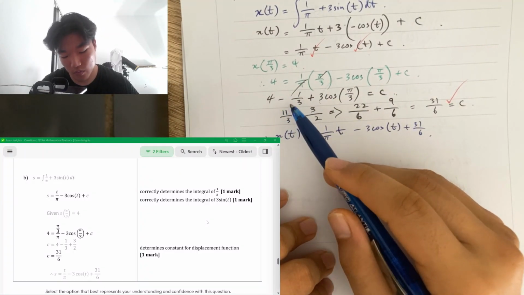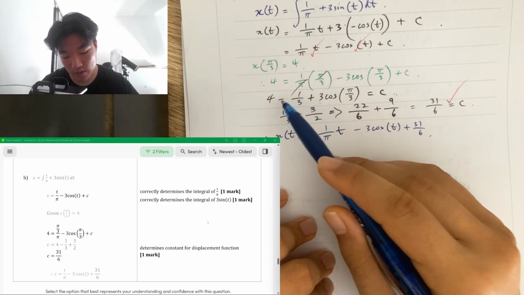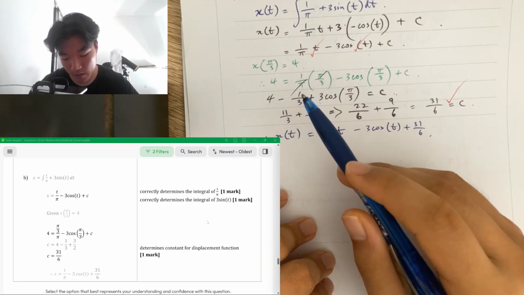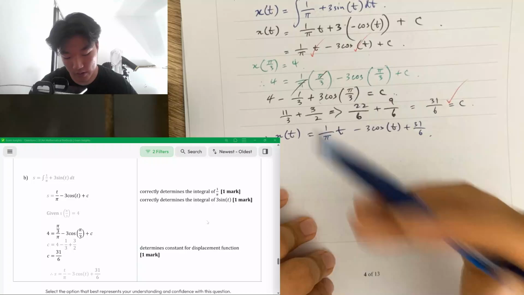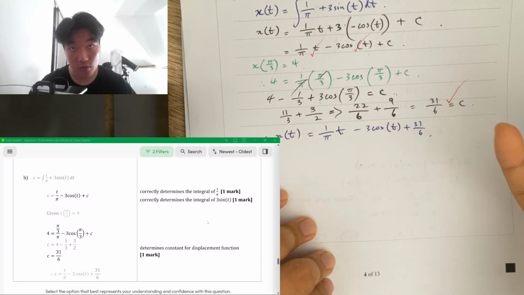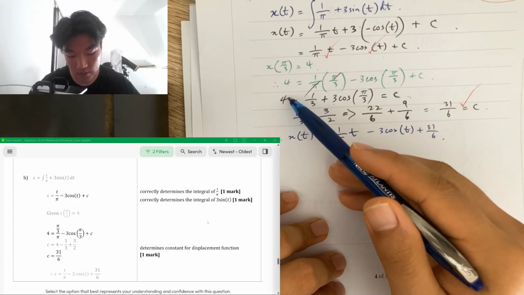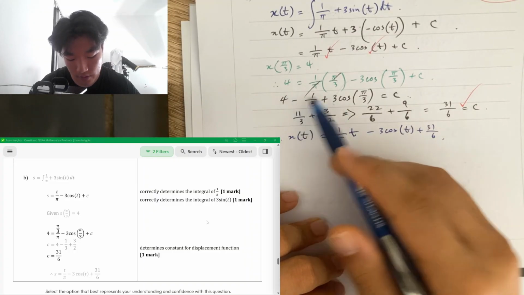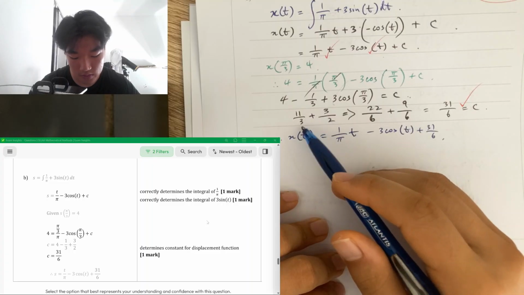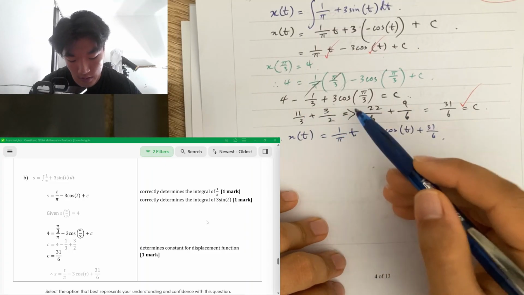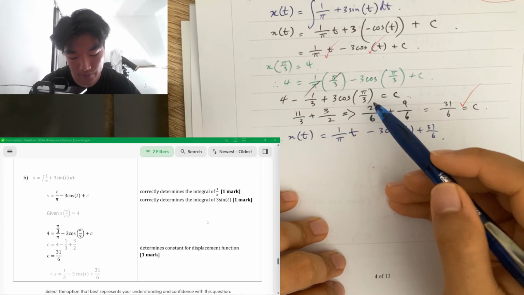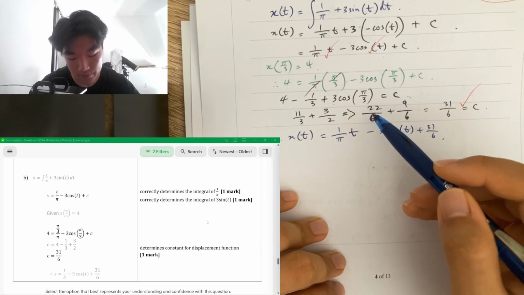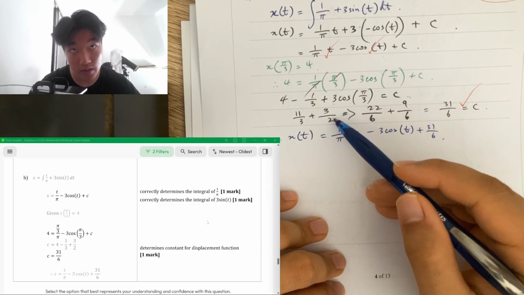4 becomes 12 over 3 if you put it in as a fraction form with a denominator of 3. So then 12 minus 1 equals 11 over 3, right? 11. But then since the denominator is 3, it becomes 11 over 3. And then cosine of pi over 3 is a half. So then it's 3 over 2.